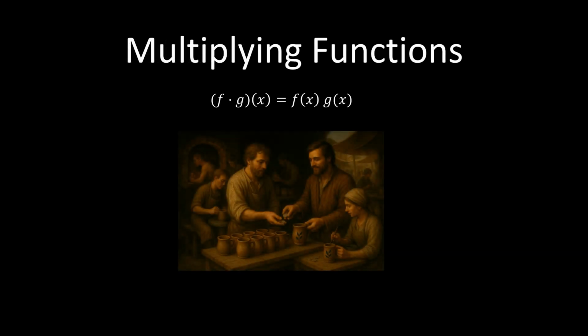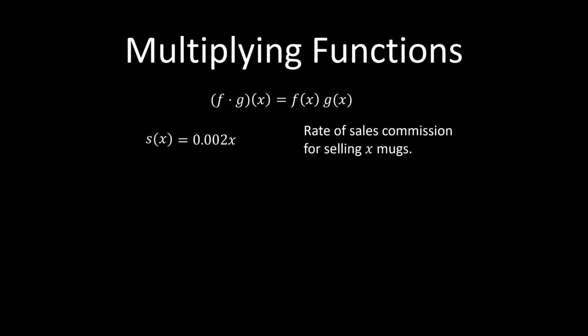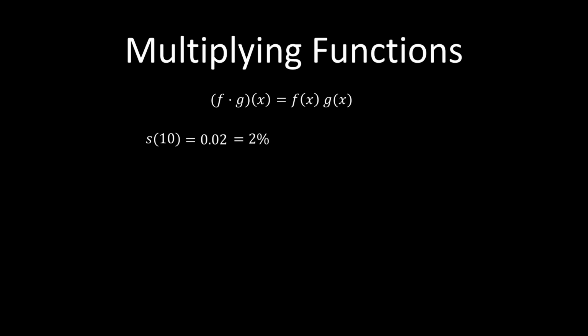Now let's talk about multiplying functions. In this example, we'll be dealing with commission. Say the commission rate is given by the function s of x. For example, the commission rate for selling 10 mugs, according to this function, is 2%. That is, selling 10 mugs will give you 2% sales commission.